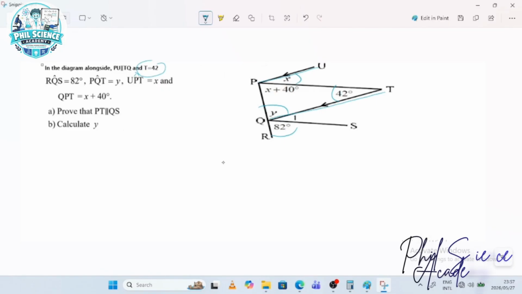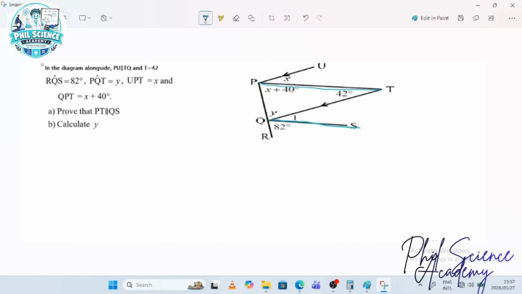And angle QPT is equals to X plus 40 degrees. And you can see there. So the first question, we're supposed to prove that PT is parallel to QS, right? So remember, we don't jump straight into trying to prove that PT is parallel to QS. Nope. First things first, let's find where is the line PT and QS. So we're going to draw a line. So this is line PT, and this is line QS, right?